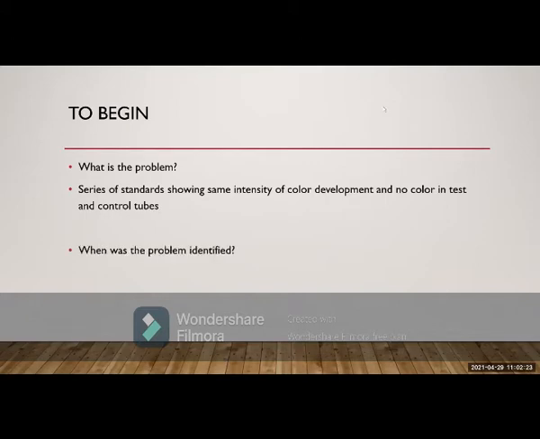So when did you identify this problem? Everything was completed and only the last step was remaining, taking the readings. That was the time you identified the problem in the practical. That is during performance of the practical, not before and not after. When you completed the incubation period, you observed that there was no proper color development in the test and control tubes, and the series of standards were showing the same intensity. There was no darker or lighter color. It was the same. So this is our problem and this is our timeline.